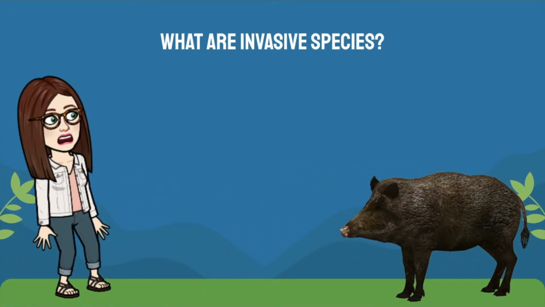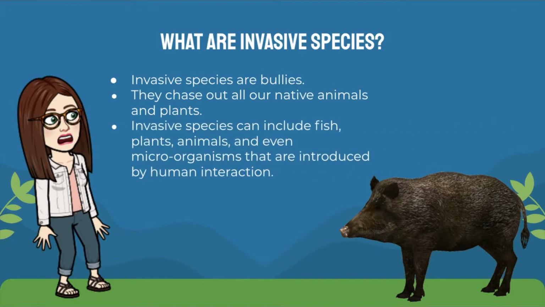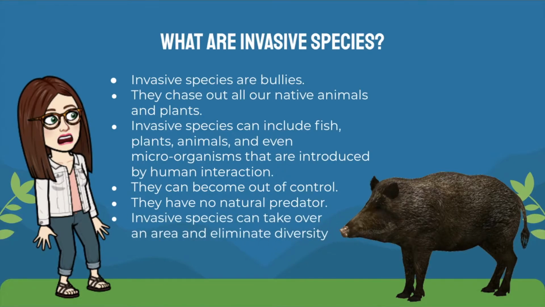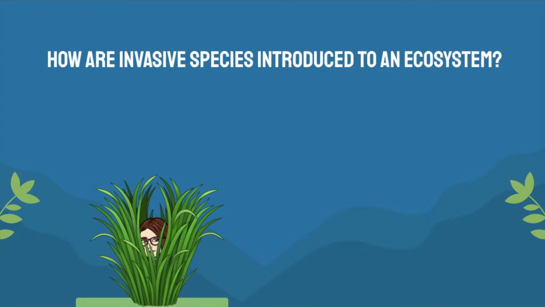What are invasive species? Invasive species, they are bullies. They chase out all our native animals and plants. That's not nice. Invasive species can include fish, plants, animals, and even microorganisms that are introduced by human interaction. They can become out of control. They have no natural predator. Invasive species can take over an area and eliminate diversity in an ecosystem. That is not good.